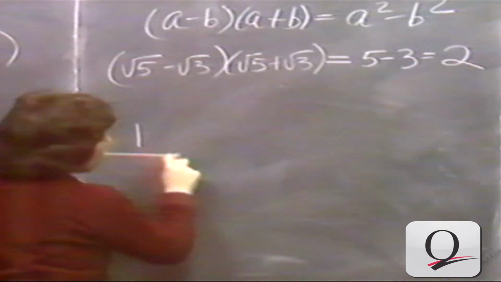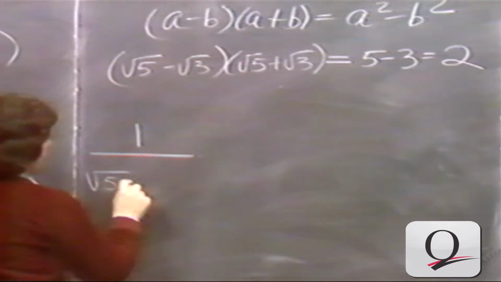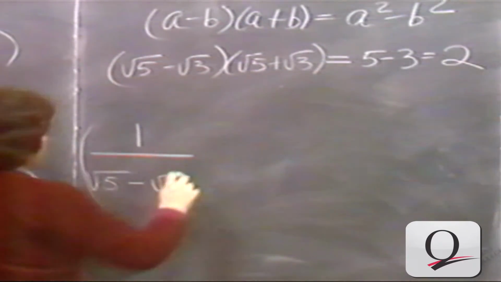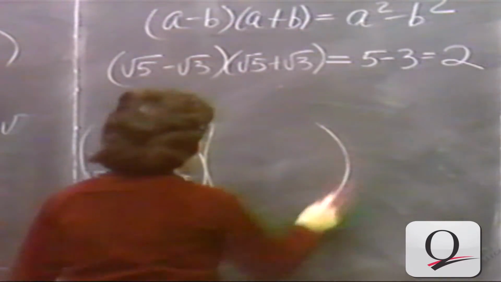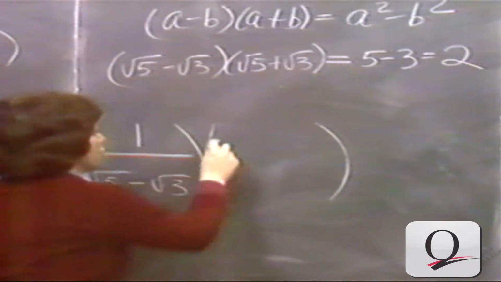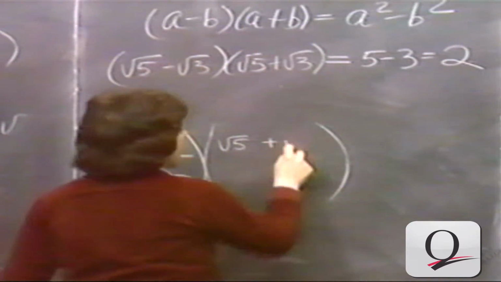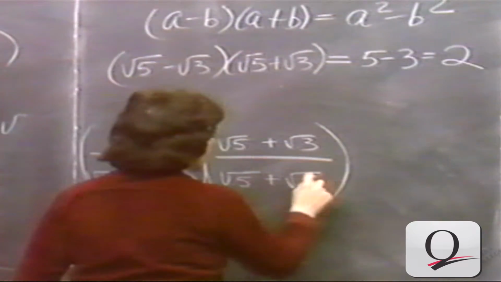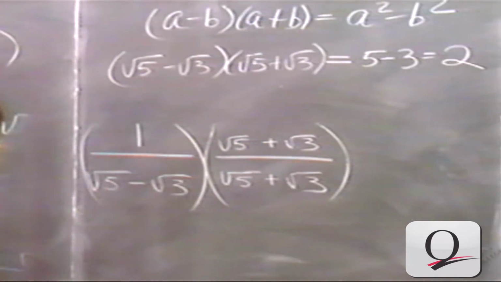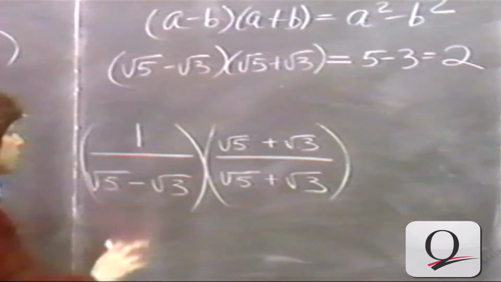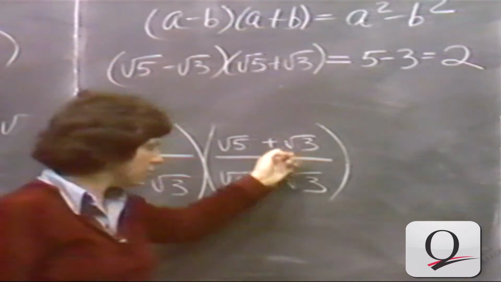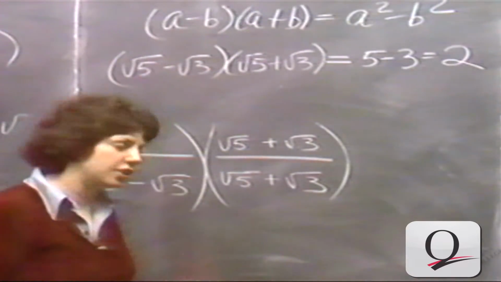We're going to take 1 over the square root of 5 minus the square root of 3. And we're going to multiply numerator and denominator by the same quantity. And the quantity is going to be the square root of 5 plus the square root of 3 over the square root of 5 plus the square root of 3. First of all, what we're doing is a legitimate thing to do. We are multiplying top and bottom by the same quantity. So we're going to get an equivalent fraction.